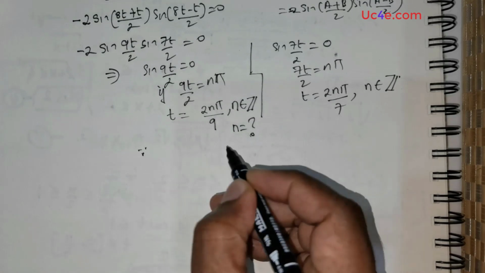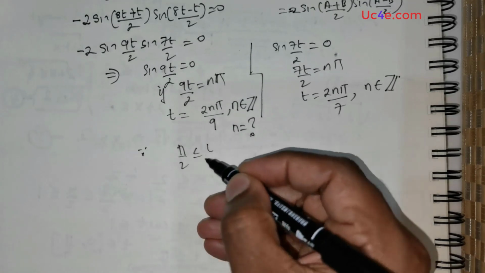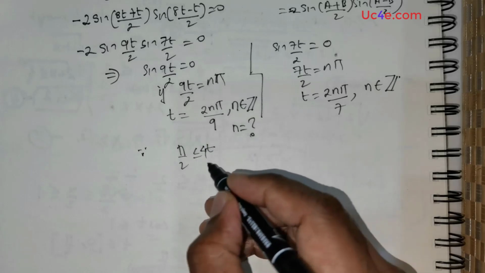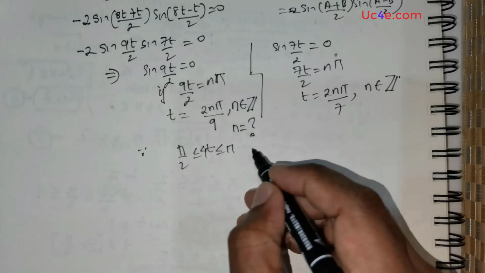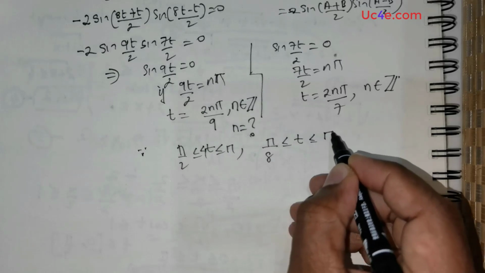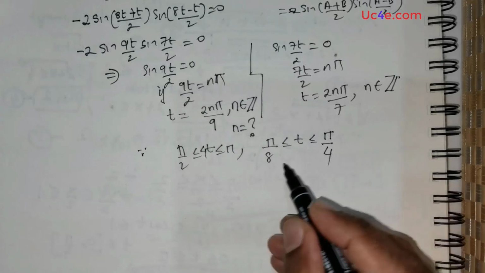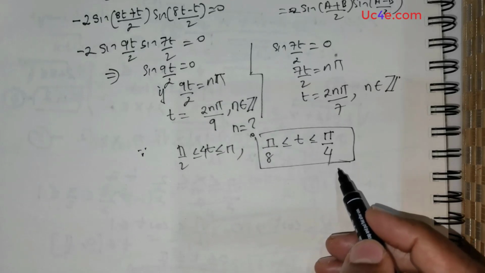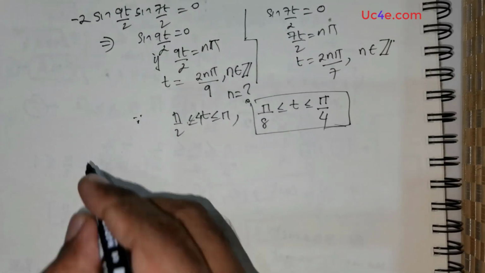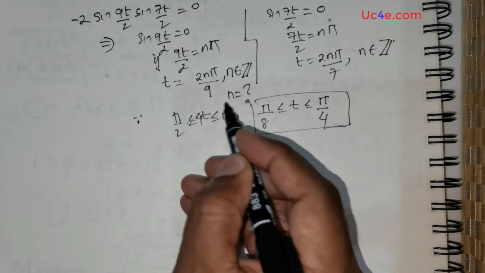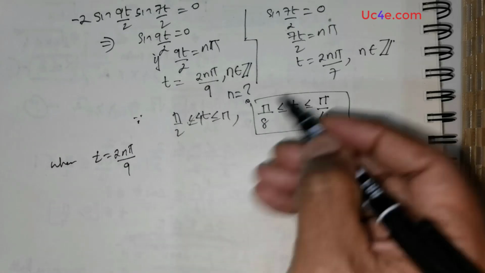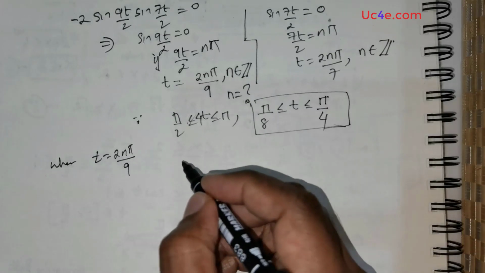Now we know the interval for t. In fact, let me place this in this fashion: pi over 2 less than or equal to 4t less than or equal to pi, and from here we extracted pi over 8 less than or equal to t less than or equal to pi over 4. So this is the interval we will be using. Now my value of t is 2n pi over 9, so let me use that value. Our objective, as I mentioned, is to extract the value for n. So when t is equal to 2n pi over 9, of course I could have taken the other value, but it doesn't matter. Let me start off with the higher value.